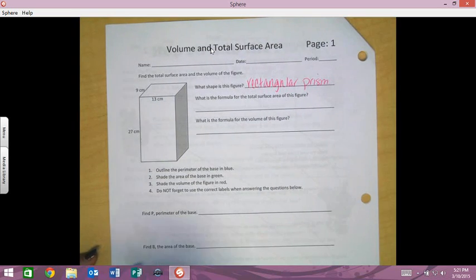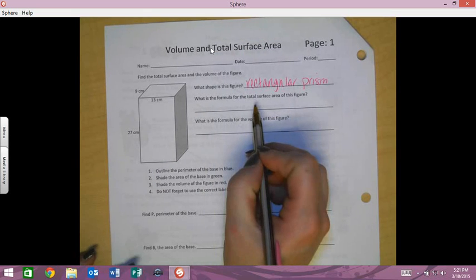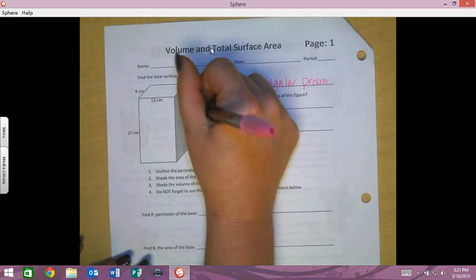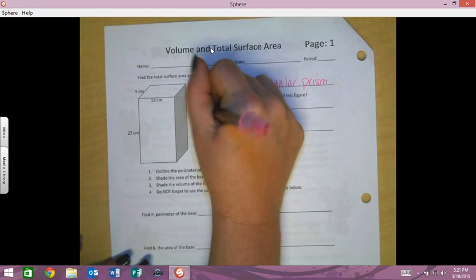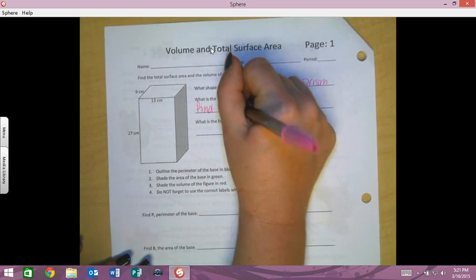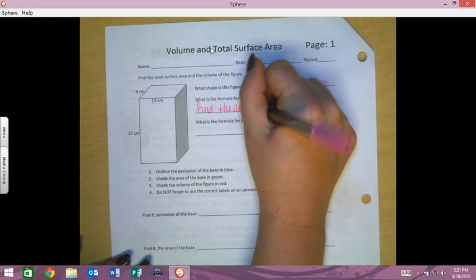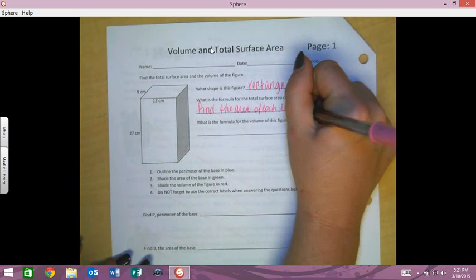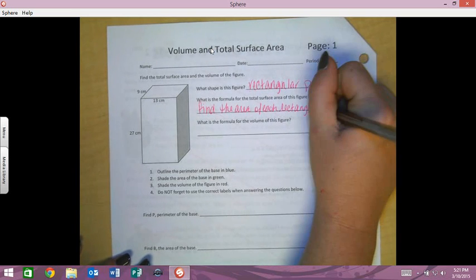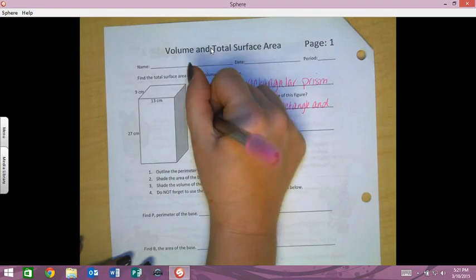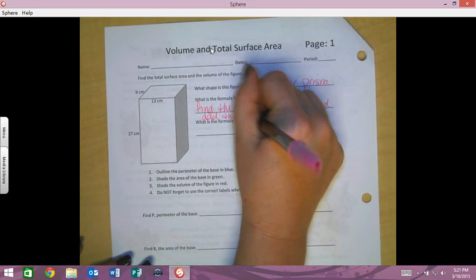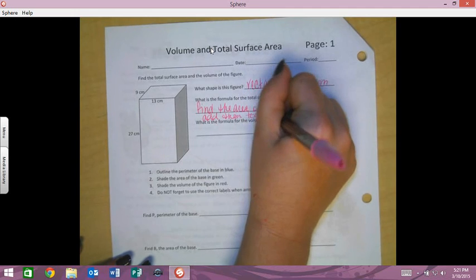What's the formula? We do not worry about formulas in 7th grade. So what is our formula? We're going to find the area of each rectangle and add them together. That's what we're going to do every time.